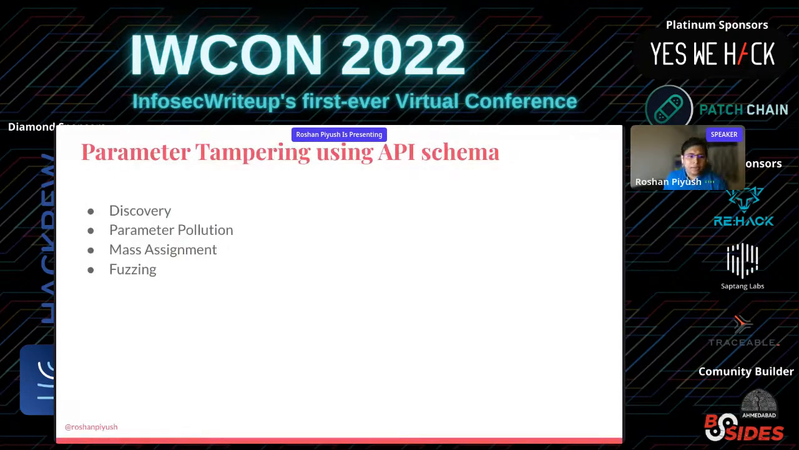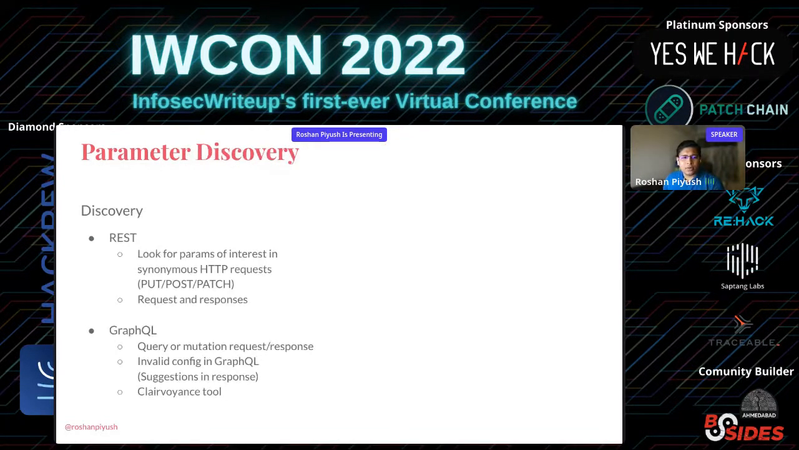The last part that I really want to cover is parameter tampering. Basically, it covers mass assignment. So if you want to discover, as we looked before, look for the params of interest in synonymous HTTP requests like PUT, POST, PATCH. All of these endpoints may have different parameters that they result in, but all of these parameters together can be used for attacks.